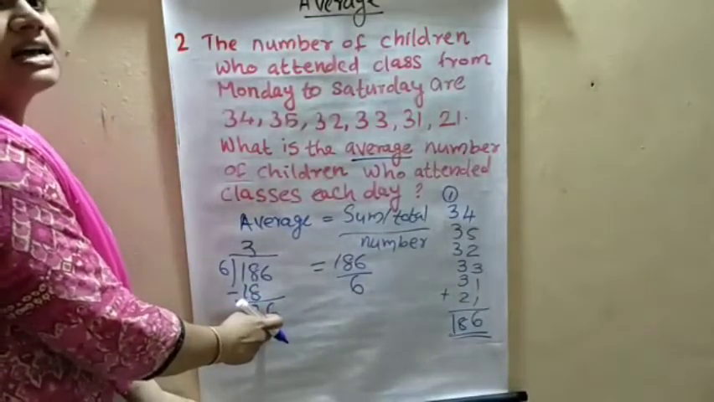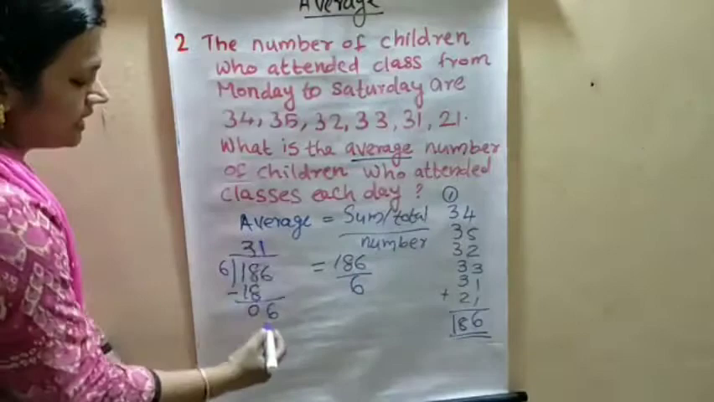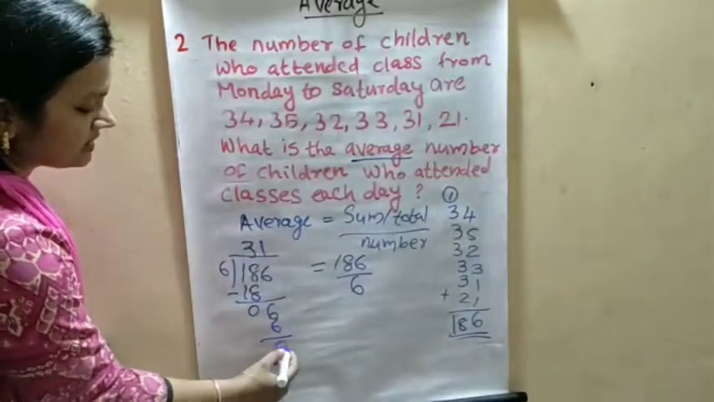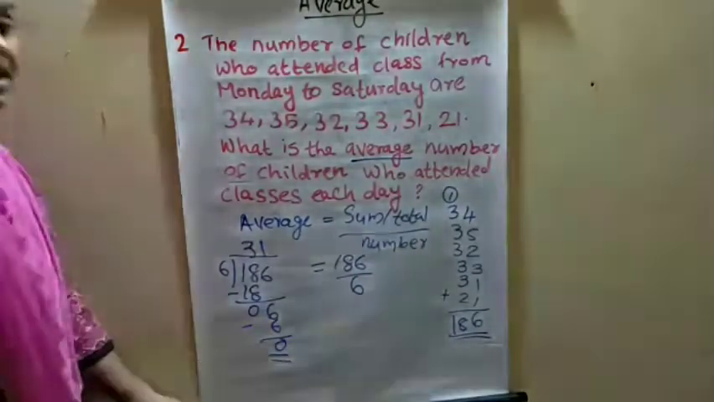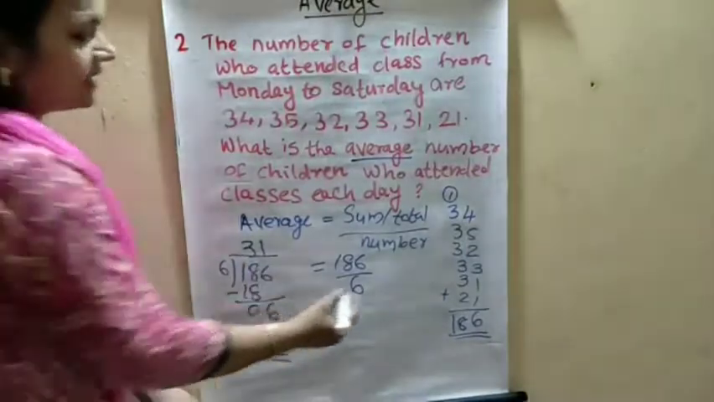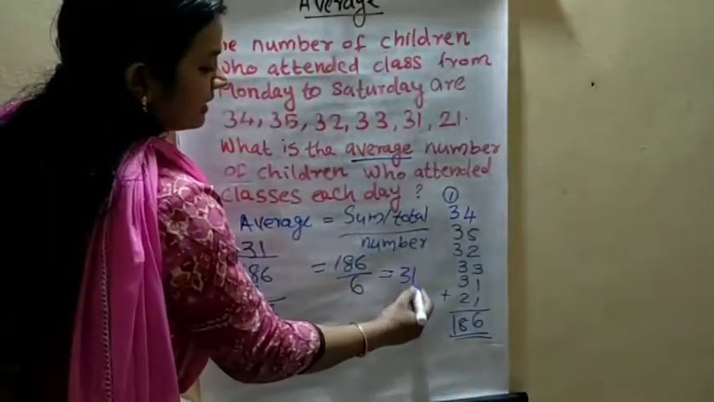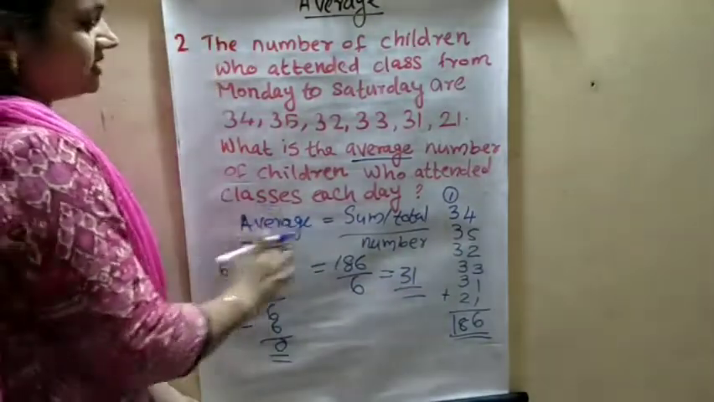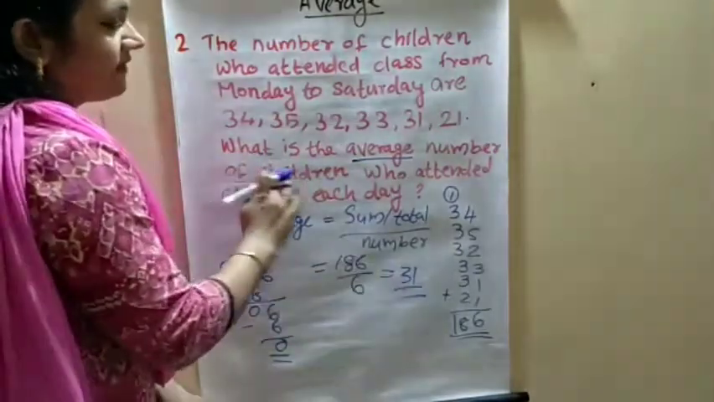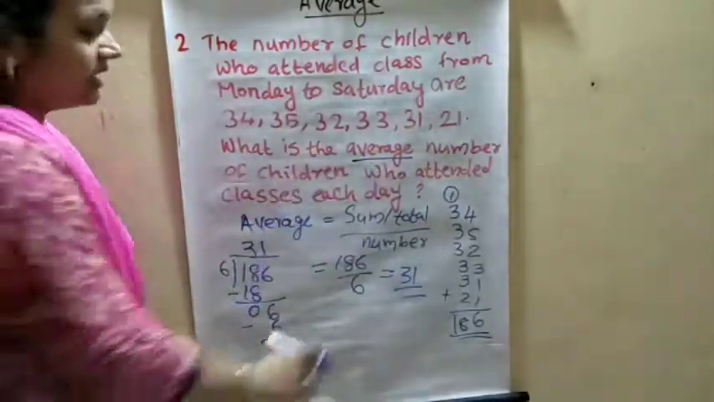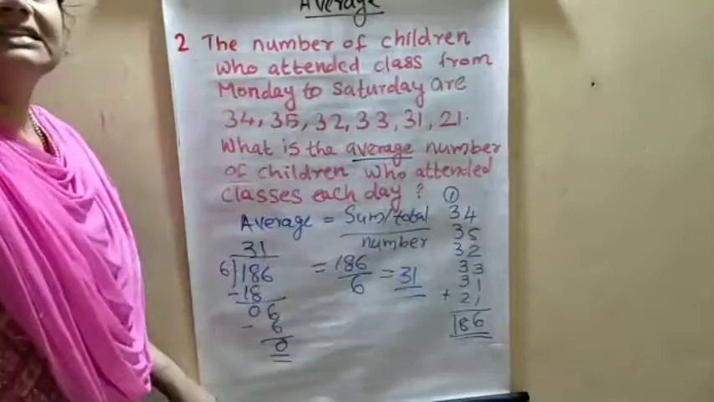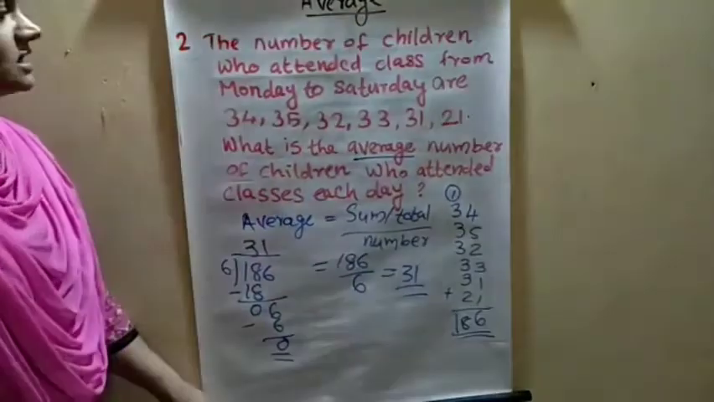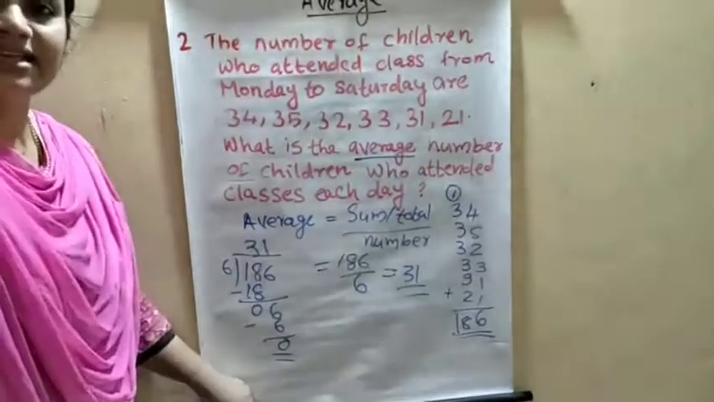6 ones are 6. So we can write 1 here. 6 minus 6 is what? 0. Then what will we get? 31. Then what is the average equal to? 31. Then the average attendance of the children is 31. Understood how to calculate the average.